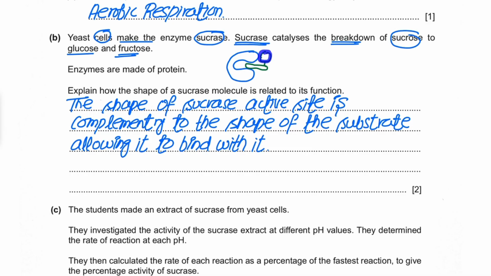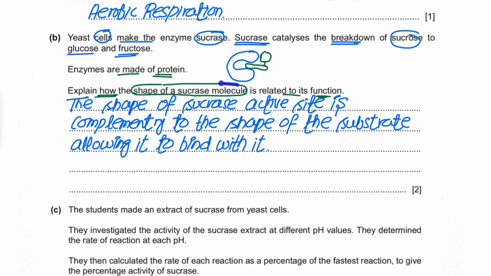One of them is glucose, and the other one is fructose. So when they bind to the sucrase enzyme, we end up making glucose and fructose out of it. They say enzymes are made up of proteins, and they're asking how the shape of the sucrase molecule is related to its function.